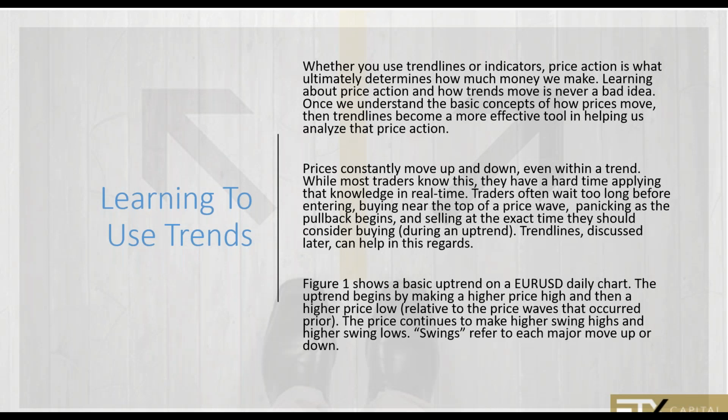So whether you use trend lines or indicators, price action is what ultimately determines how much money we make. Learning about price action, how trends move, is never a bad idea. Once we understand the basic concept of how price moves, then trend lines become a more effective tool in helping us analyze the market. And if you believe my philosophy that price is always the final dictator, price is completely random. Price has no rules. But there are certain time periods in price where it starts moving in a non-random fashion. If we can find those non-random times of price movement, we can then start applying rules and make educated, high probability trades. And these non-random times are when price is moving in a well-defined, qualified trend.